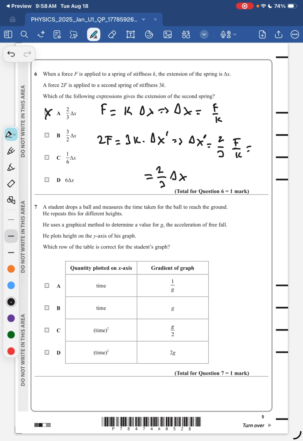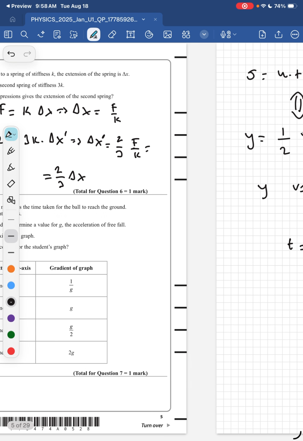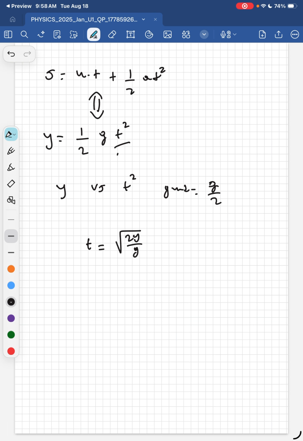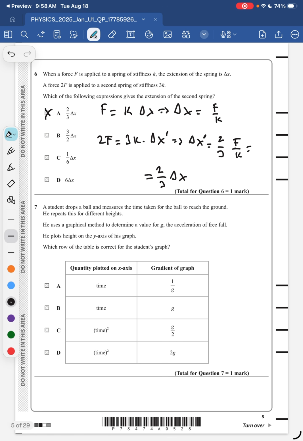Then option C says that the quantity on the x-axis is t squared, so that's the x-axis, right? Then the gradient of the graph will be g over 2, that's correct actually, okay? And then D repeats the same information, so time squared on the x-axis, but the gradient is 2g, which is wrong, okay? So for 7, C is the correct answer.